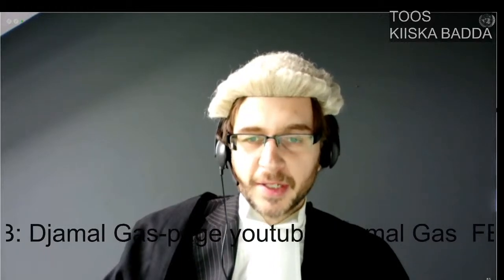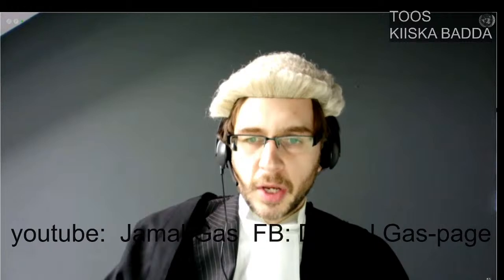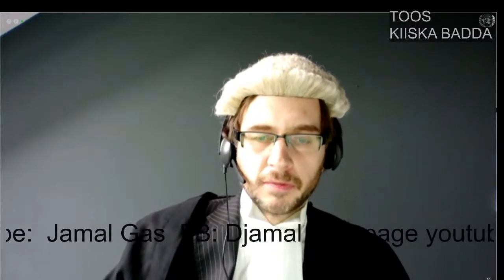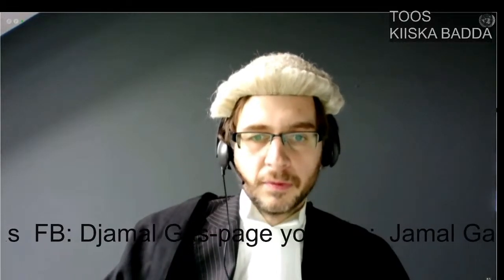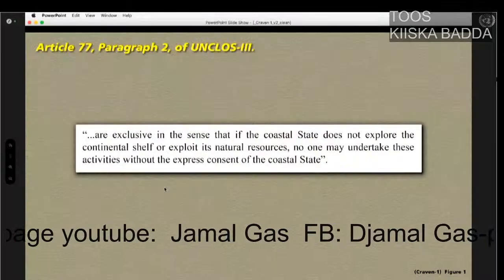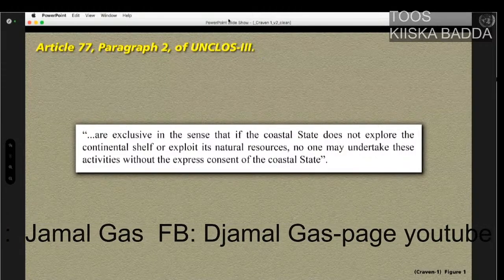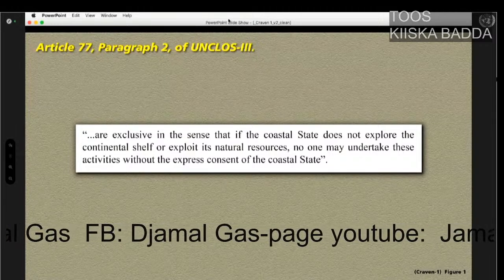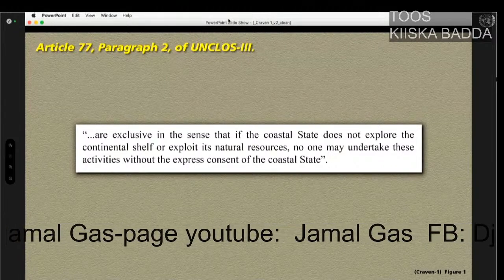It is, of course, well established that a coastal state possesses sovereignty over its territorial sea and exclusive sovereign rights with respect to its continental shelf and exclusive economic zone. The exclusivity of those sovereign rights is expressly reflected in UNCLOS. In respect of the continental shelf, for example, Article 77 provides that a coastal state's rights to explore and exploit the natural resources of the continental shelf, I quote, "are exclusive in the sense that if the coastal state does not explore the continental shelf or exploit its natural resources, no one may undertake these activities without the express consent of the coastal state."